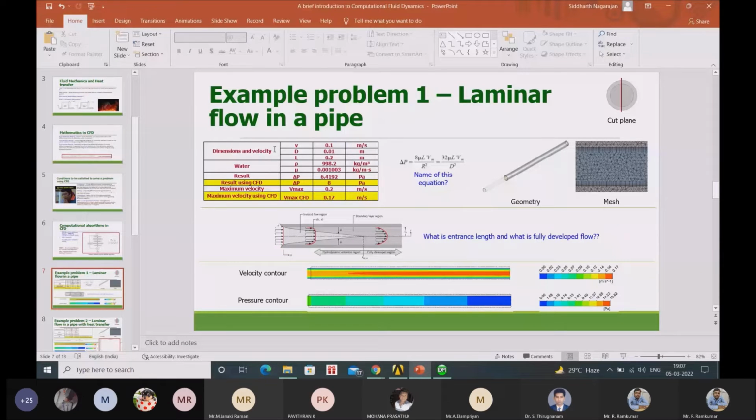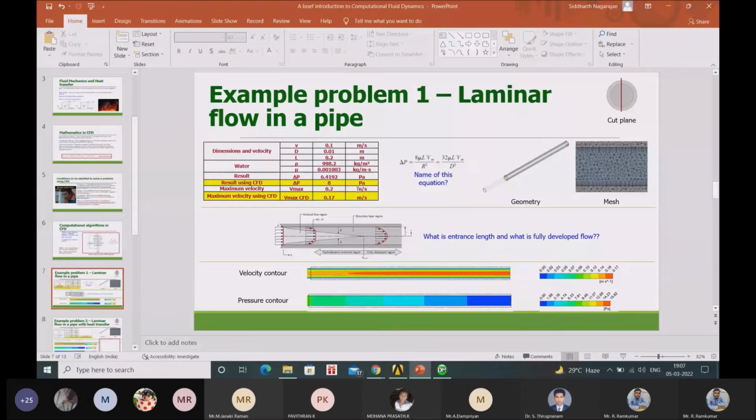This is the dimensions of the pipe that I've drawn. This is the inlet velocity, and I've used water. So the properties, the density, the viscosity, and what I'm trying to find is the pressure drop. So what is the difference in pressure between the inlet and the outlet for this particular flow, for this particular velocity? So as you can see, it is 0.2 if I use this equation and find out.